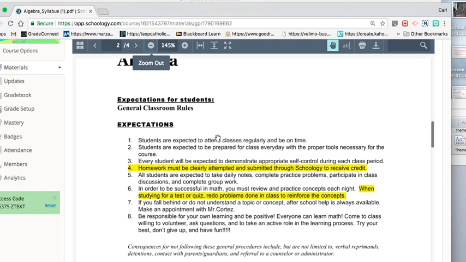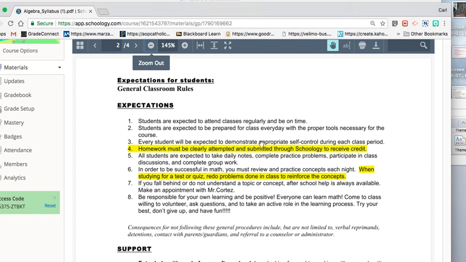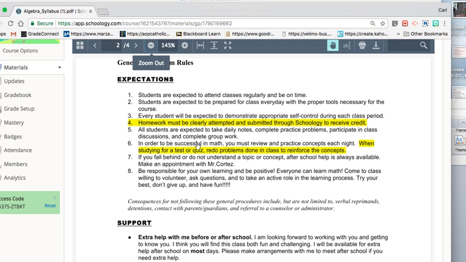What I expect from you is that you're coming to class regularly and on time. You're prepared for class every day, meaning you've watched a video of the lesson if need be to come into class that day, ready with any questions you might have. Of course, showing self-control during each class period. Homework is slightly different because instead of submitting through Schoology, most of the time you're going to be completing this in class and showing me then. Of course, following through with what I expect, taking daily notes, completing practice problems, participating in class discussions, and completing group work. Ideally, if you're falling behind, redoing problems is the best way to approach this.